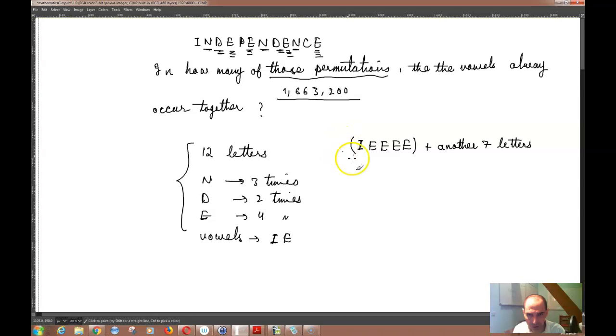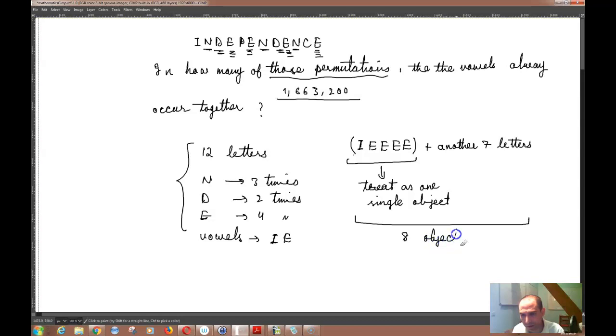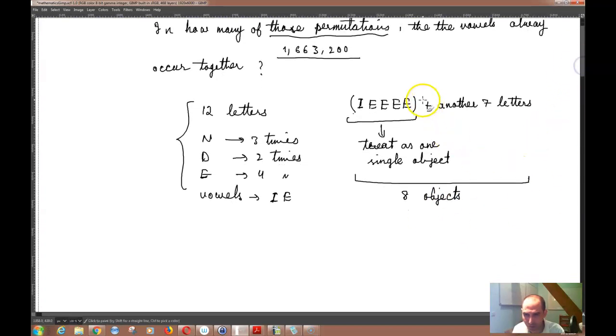So I group all of these vowels together and I treat this as one single object. So now what would you do? Right now, as you can see, I have these 7 objects over here and 1 object over here, so I have 8 objects. Now what would you do if you were to calculate the permutation of 8 different objects? You would write 8 permutation 8, which is equal to 8 factorial, right?